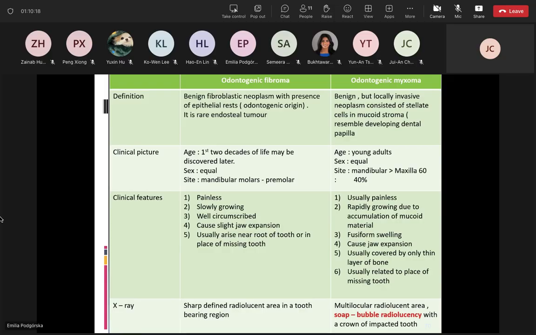Odontogenic myxoma is a benign but locally invasive neoplasm consisting of stellate cells in a mucoid stroma, resembling the developing dental papilla. It occurs in young adults, mandible more than maxilla. It is usually painless and rapidly growing due to accumulation of mucoid material, with fusiform swelling and jaw expansion, usually covered by only a thin layer of bone and often related to the place of a missing tooth. Radiographically, a multilocular radiolucent area, a bubble-like radiolucency, with an impacted tooth.